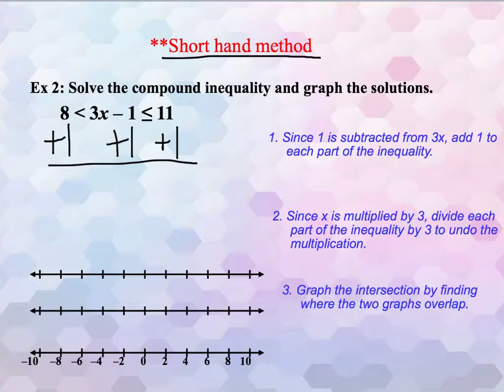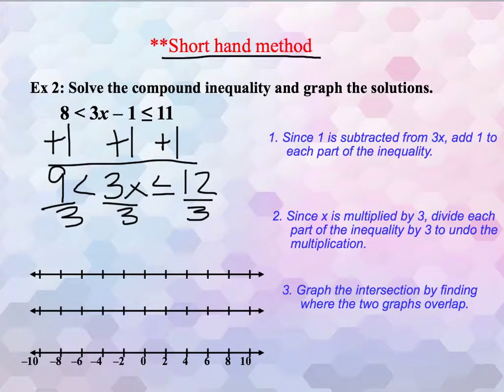And now I'll have 9 is less than 3x, which is less than or equal to 12. And then divide everything by 3, and I'll still get my AND inequality. 9 divided by 3 is 3, less than x, which is less than or equal to 4.